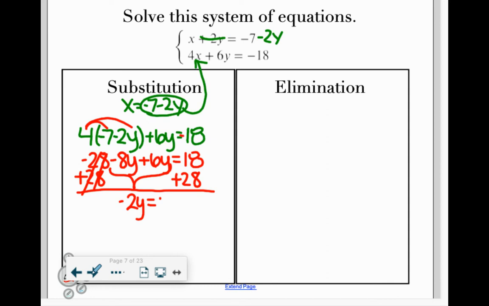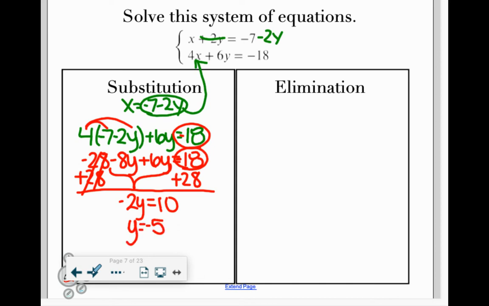Sorry, I missed a negative right there. I was going to say that's not what it's supposed to be. So go back and add a negative with this 18 right here. And that means negative 18 plus 28, which is 10. Then you divide by that negative 2, and y equals negative 5.